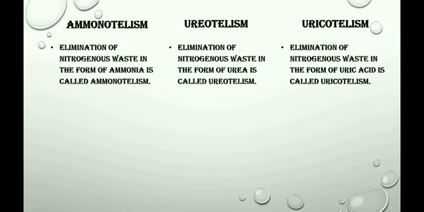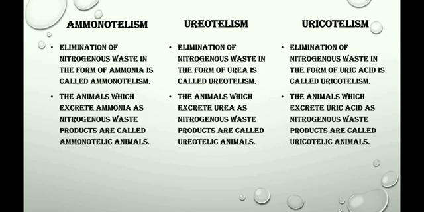Now coming towards the second point. The animals which excrete ammonia as nitrogenous waste products are called ammoniotelic animals. So whatever definition we studied, if the animal is producing that kind of waste product, then that animal is named accordingly. That means if the animal is releasing ammonia, we call it an ammoniotelic animal. Similarly, if the animal secretes urea as nitrogenous waste product, then the animal will be considered a ureotelic animal. And if animals excrete uric acid as nitrogenous waste product, then the animals are called uricotelic animals.